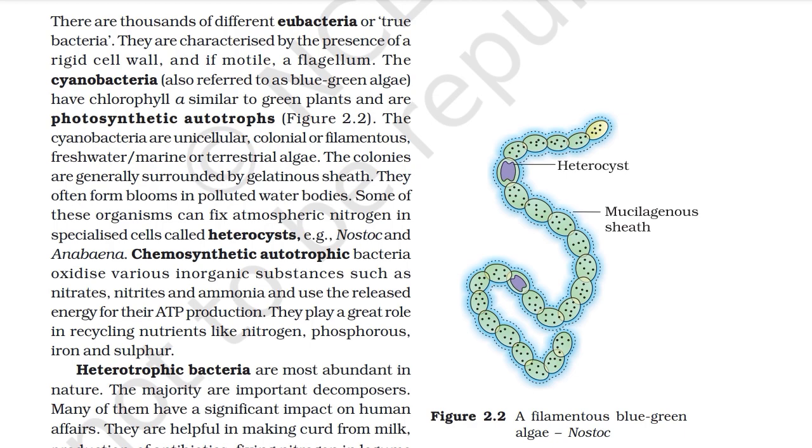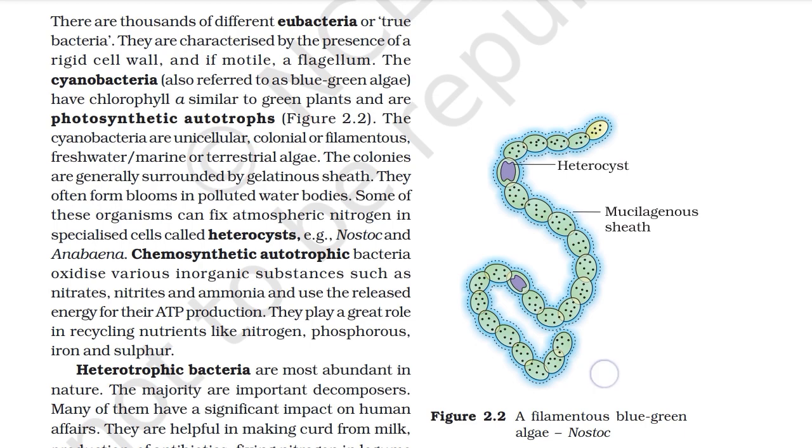Some of these organisms can fix atmospheric nitrogen in specialized cells called heterocysts, example Nostoc and Anabaena. Chemosynthetic autotrophic bacteria oxidize various inorganic substances such as nitrates, nitrites, and ammonia and use the released energy for their ATP production. They play a great role in recycling nutrients like nitrogen, phosphorus, iron, and sulfur.